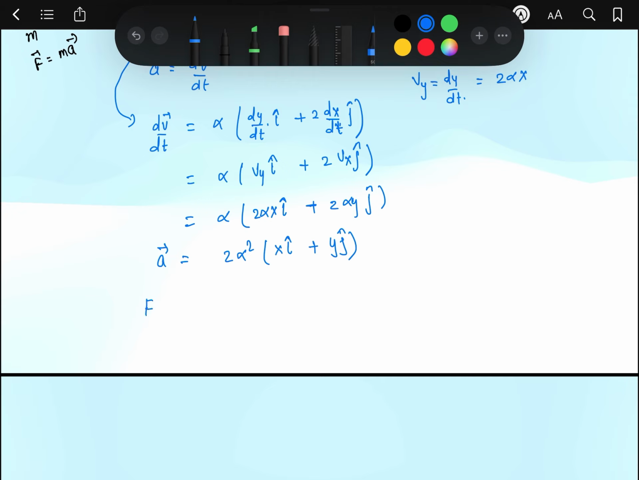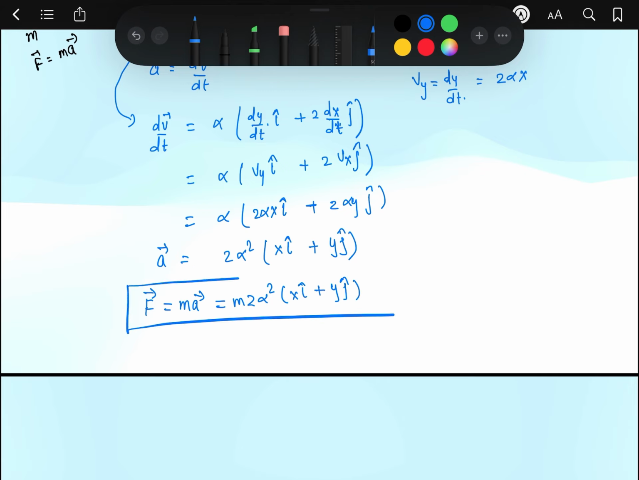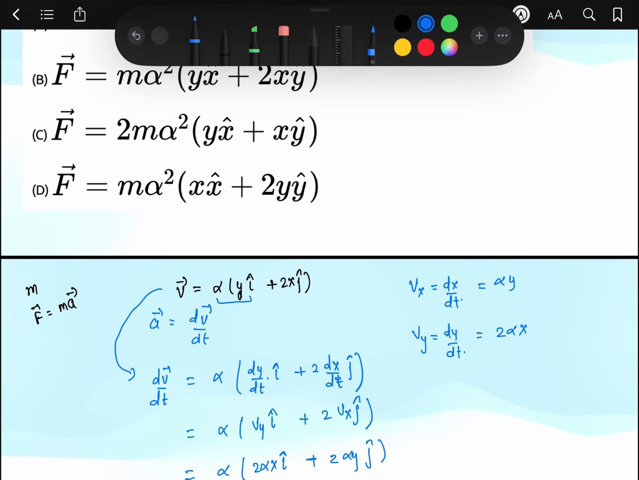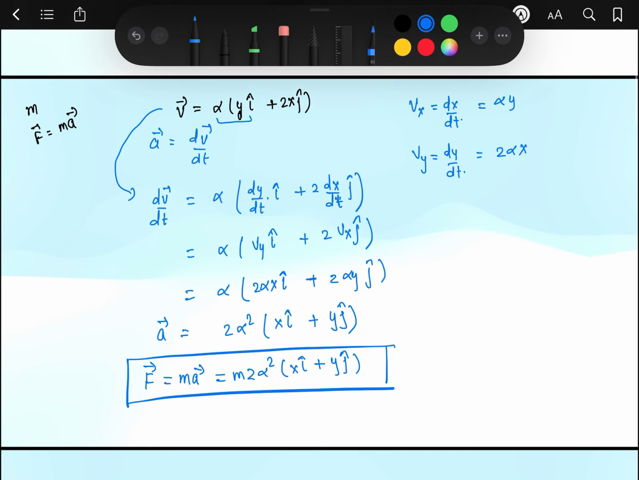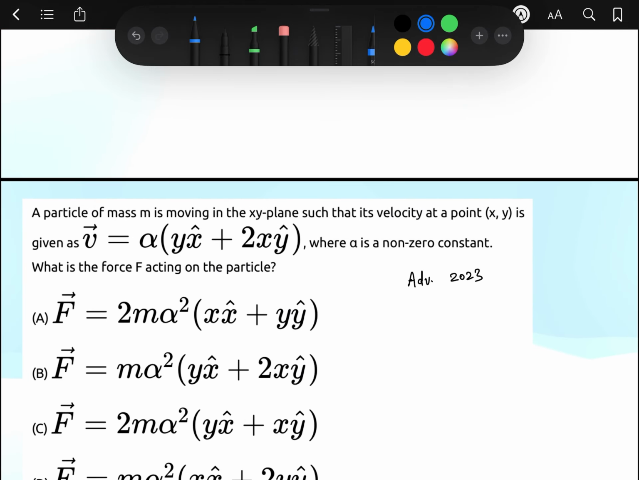So what will be the force vector? F vector will be equal to m a vector, that is equal to m into 2 alpha square (x i cap plus y j cap). So this is the answer for our force vector. Here F vector is equal to 2 m alpha square (x i cap plus y j cap). So option number A is the correct answer.